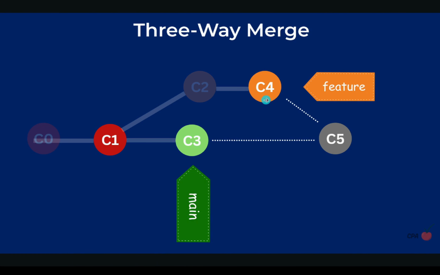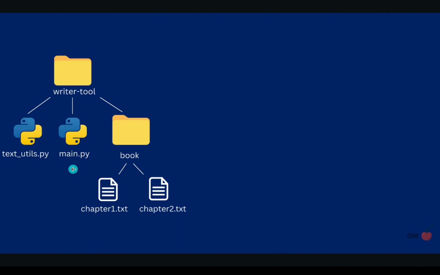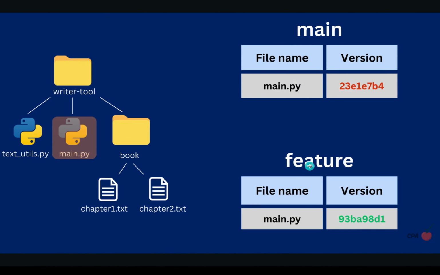Git considers the tip of the feature branch C4 and the tip of the main branch C3 and the common ancestor C1 commit, and from these three commits it tries to create the merge commit C5. Now let's assume that we have the following project, and the main and the feature branch have both modified the main.py file, and we have different versions in each branch.